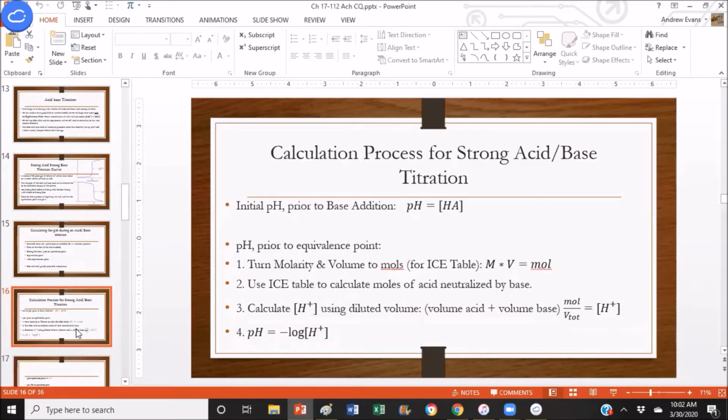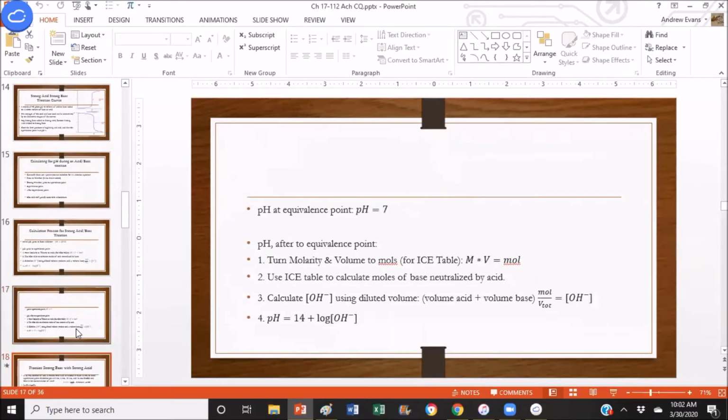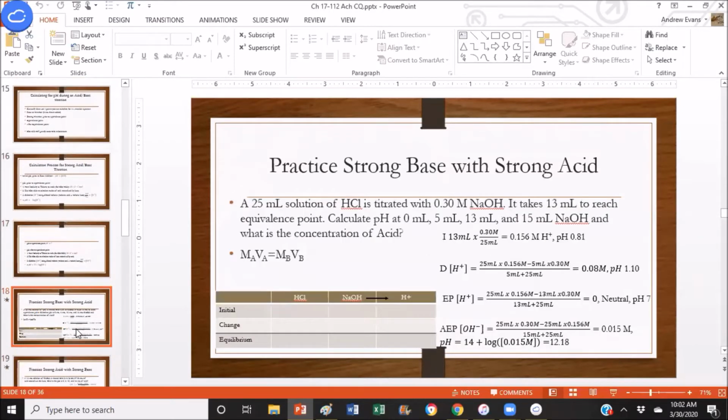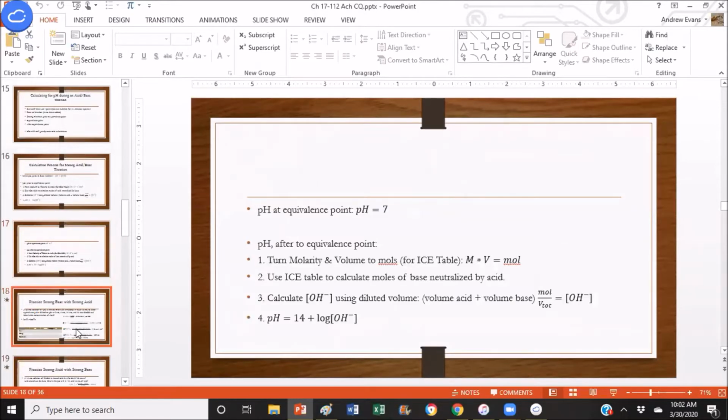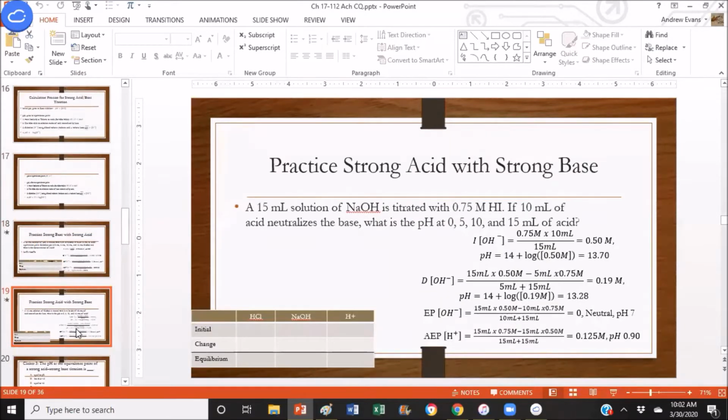We kind of cut it a little bit early because of how things are going, but okay. And then we actually did a practice strong base with strong acid titration. So let's do one more. Well, practice: I'm going to titrate a strong base with a strong acid. So let me go ahead and write some stuff down.